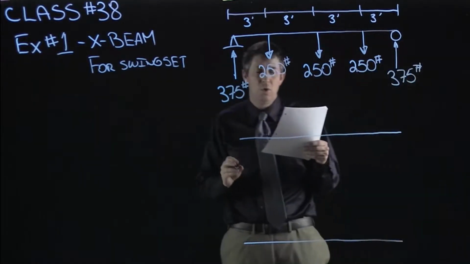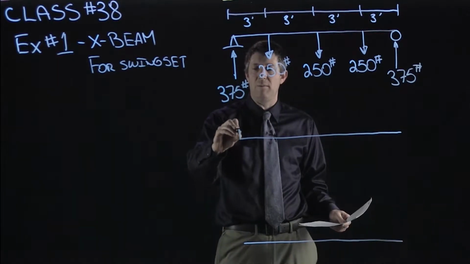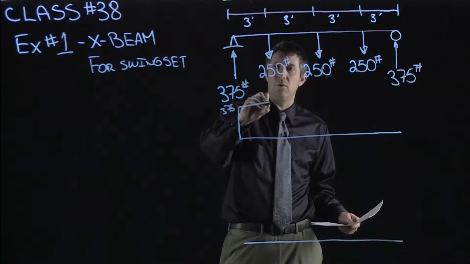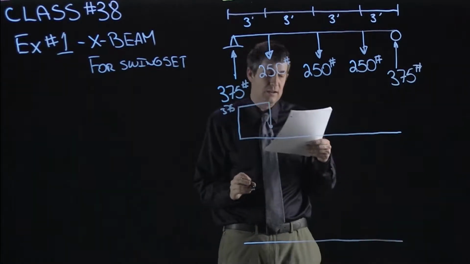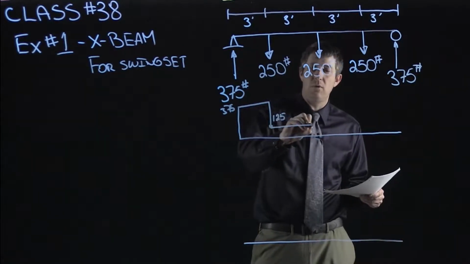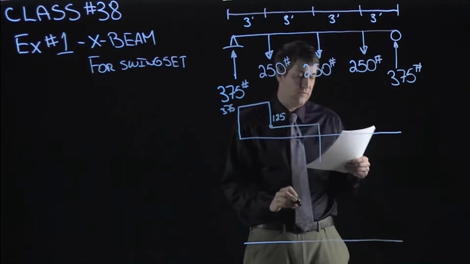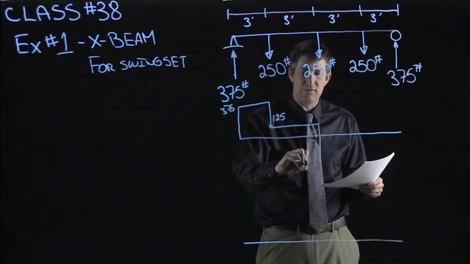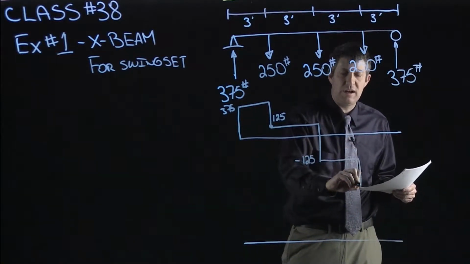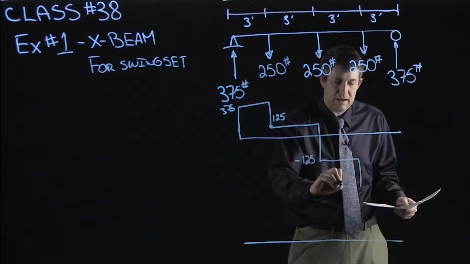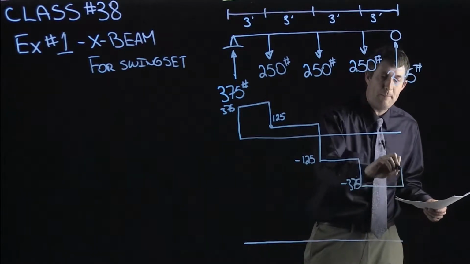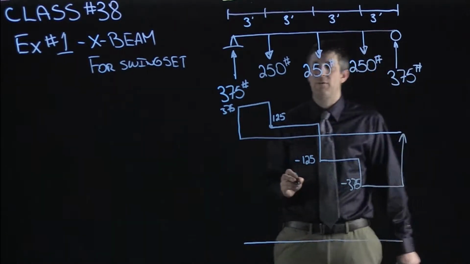And from there, we can draw our shear diagram. We go up 375, we go over, we go down 250 to about 125. We're going to go over, we're going to go down another 250 to negative 125. Constant shear in that area. Then we go down another 250 to minus 375. And then we end up back at 0. So we have our shear diagram.